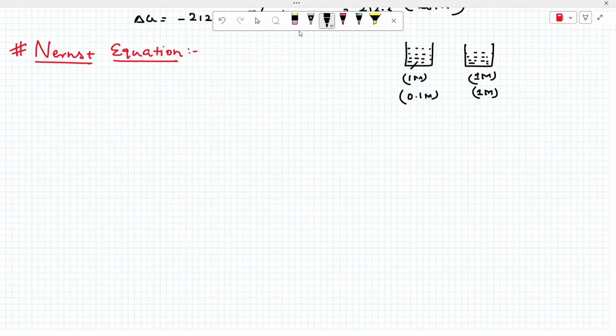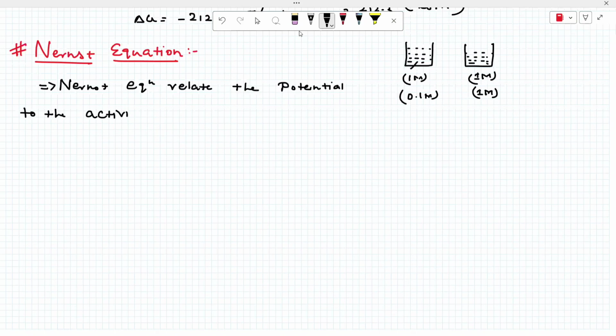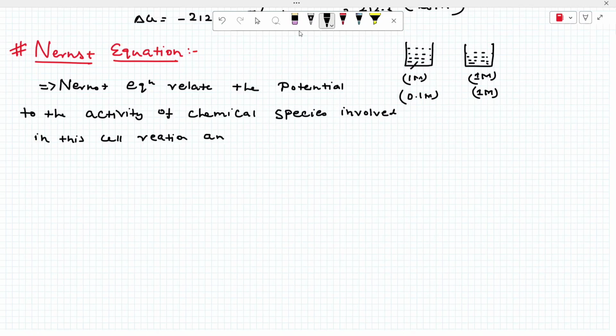Therefore, what is the Nernst equation? The Nernst equation relates the potential to the activity of the chemical species involved in this cell reaction, and to the standard potential.